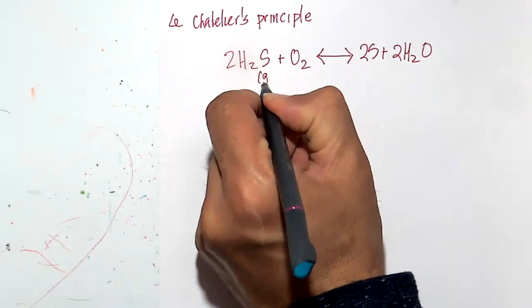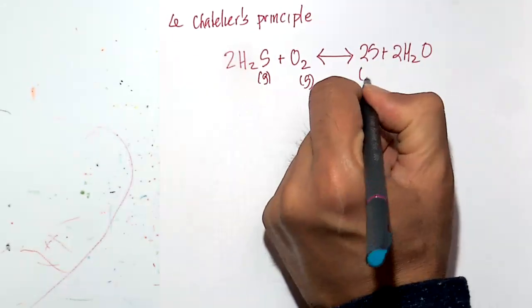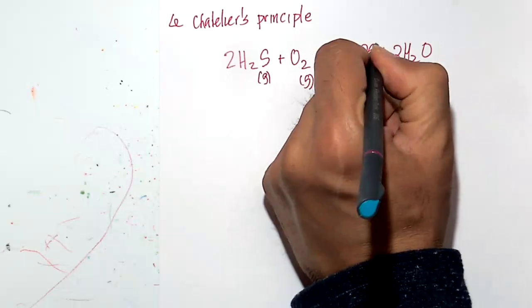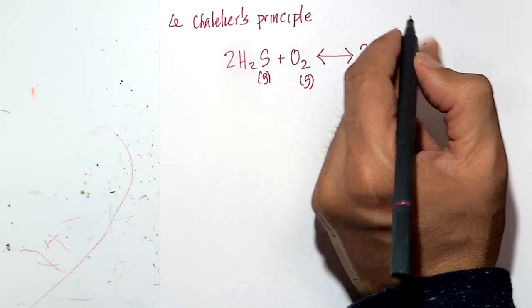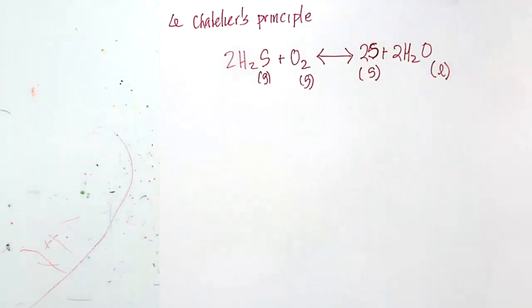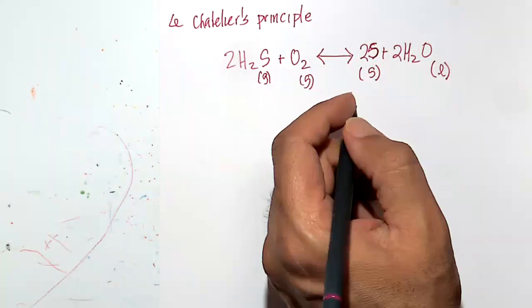Let's call this a gas. Let's call this a gas. Let's call this a solid. 2S is sulfur. And let's call this a liquid, for whatever. So there are several things we can do.